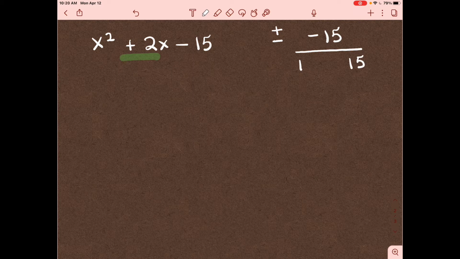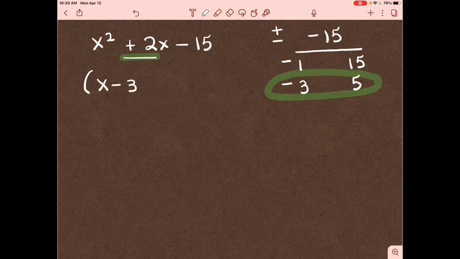1 times 15, 2 doesn't go into 15, but 3 does. And then we would say 5 times 3, and I'd be repeating myself. Okay, in this case, I'm going to make a negative 1 and a negative 3 because those are the smaller numbers. The bigger numbers being positive are going to allow me to think about getting positive 2. So that could happen if I had a negative 3 and a positive 5. So the factors I want are x minus 3 times x plus 5.